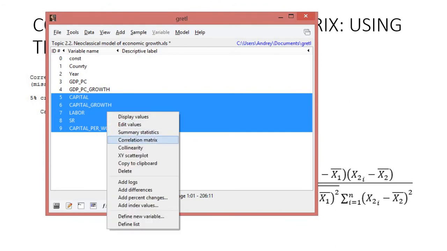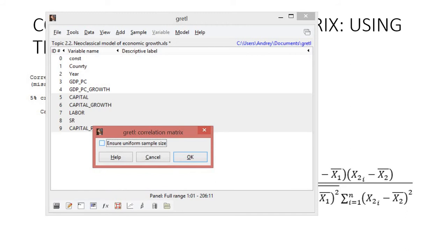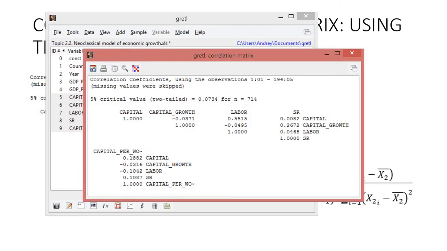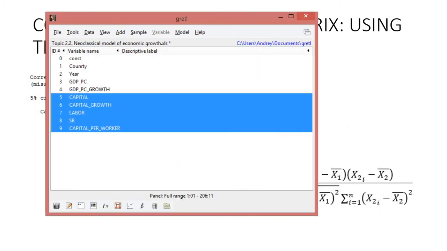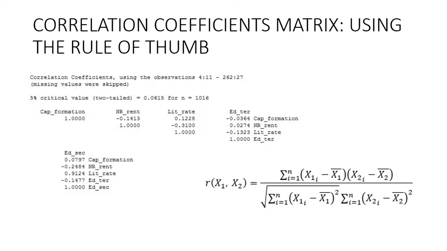You do it in this way. You do a correlation matrix, ensuring uniform sample size. For some of those variables, some data is missing, and uniform sample size means that we exclude all the observations when those variables are missing. Okay, so this is the result. The same result you have on this slide. It's just the correlation coefficient between those two variables.